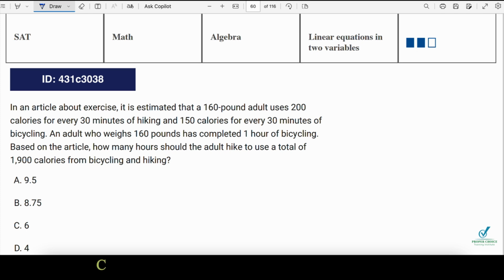Welcome back once again. Now let's continue with the solving questions on linear equation in two variables.